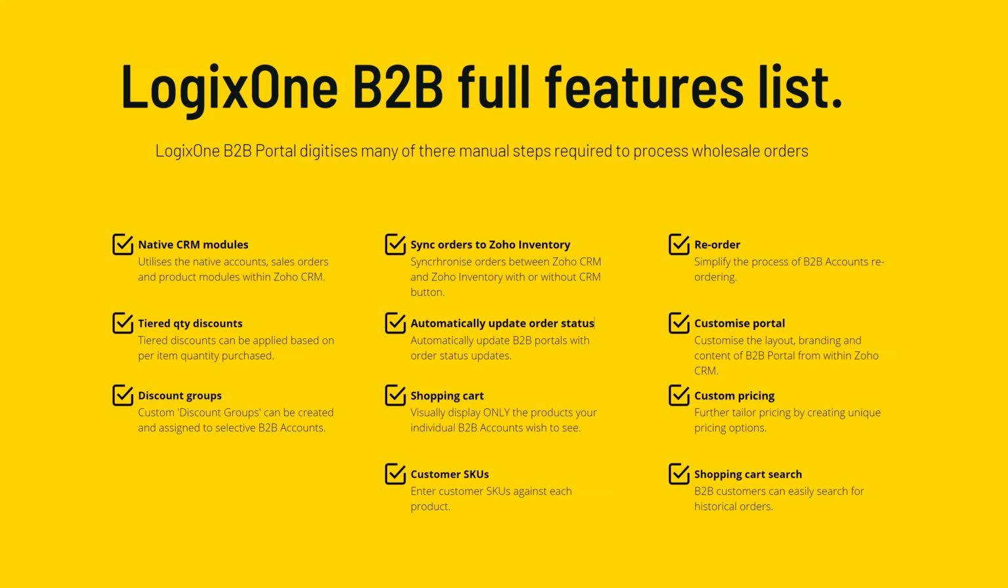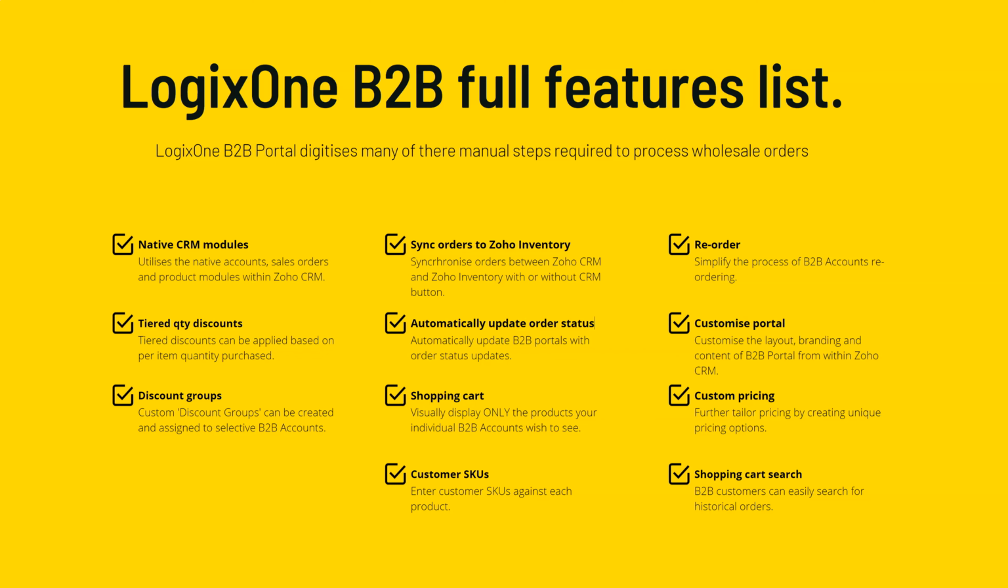So here's the full feature list of the B2B portal. One, it uses the native Zoho CRM modules. There are some custom modules built into the system, but it's using the native inventory, accounts, and products modules. You can build in tiered quantity discounts, so if customers order between a certain amount of quantity, they get additional discounts. You can apply discount groups such as gold buyers, silver buyers, and so forth to provide discounts across an account and then allocate them to groups. You can sync orders directly from CRM into inventory. You can automatically update the order status to the B2B portal.